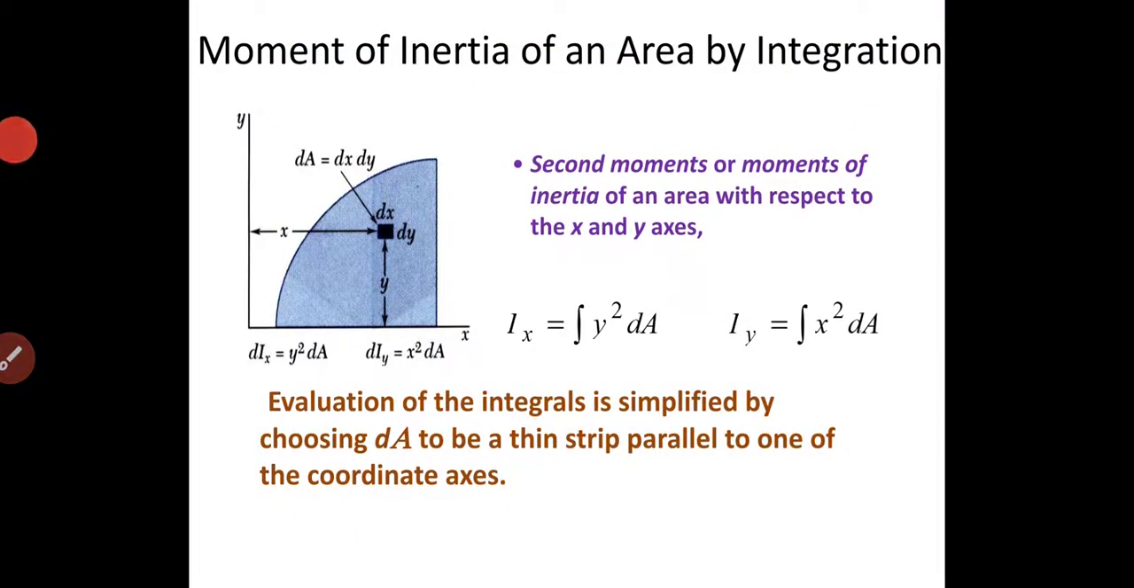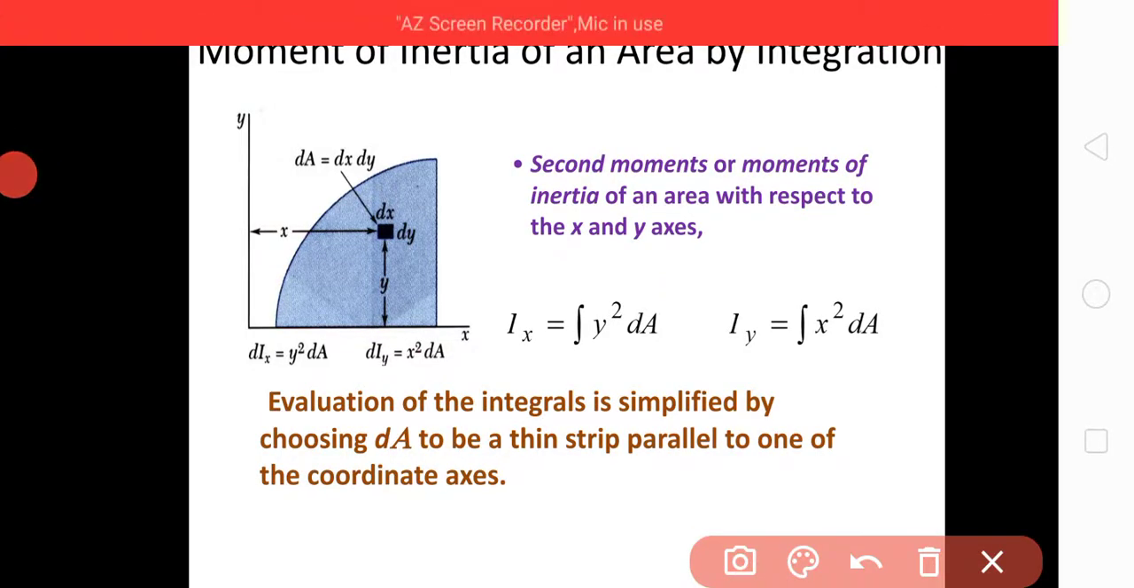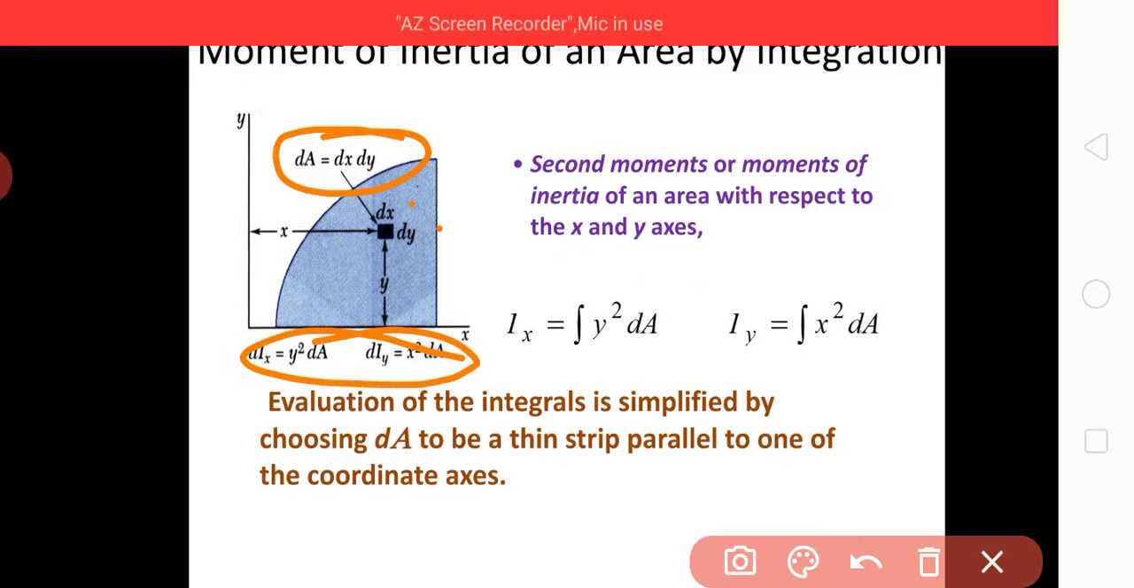Moment of inertia of an area by integration. The method of integration we will be applying here: for the figure under consideration, this is dx, this is dy, then dA becomes dx into dy. Then dIx equal to y square dA, and dIy equal to x square dA, by very first principles. Then Ix is equal to integration y square dA, and Iy equal to integration x square dA.